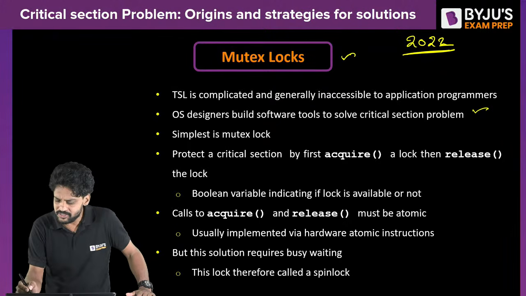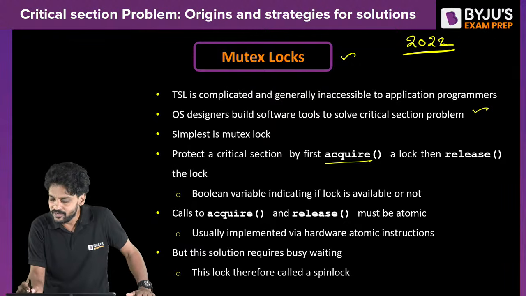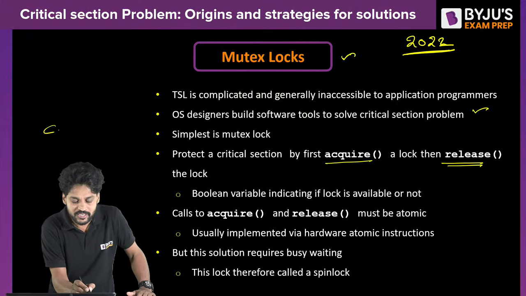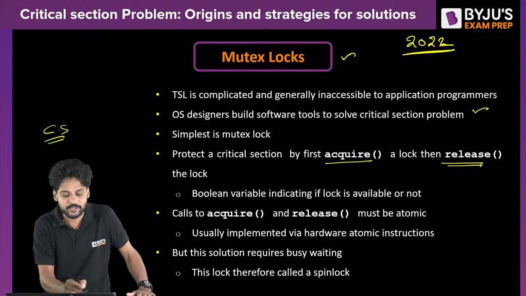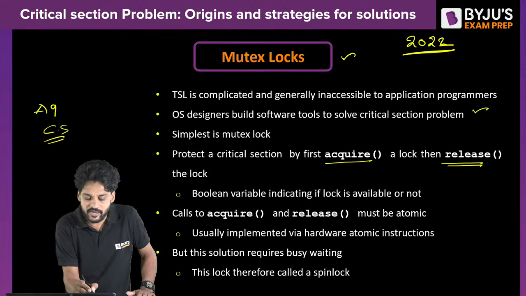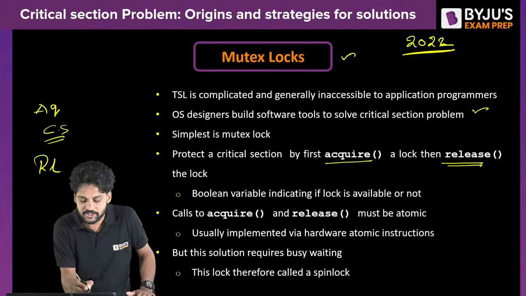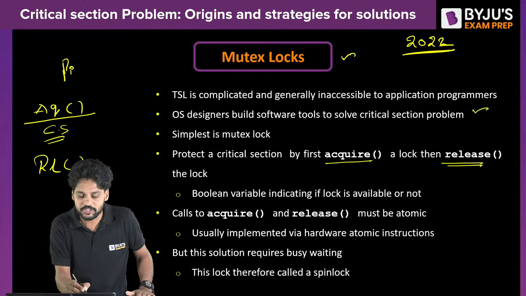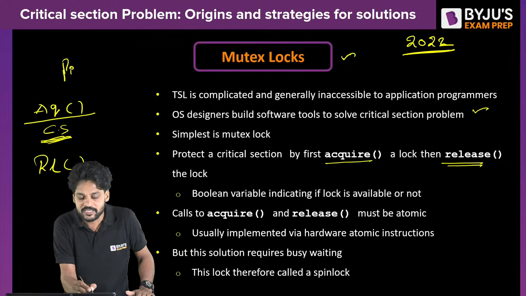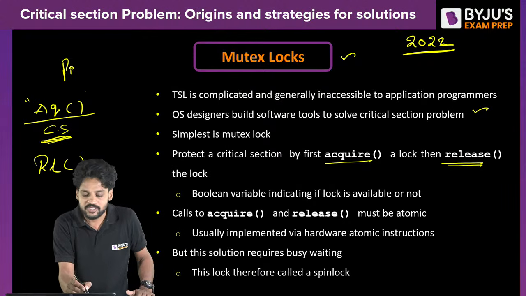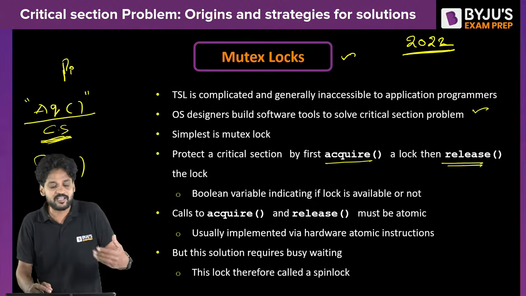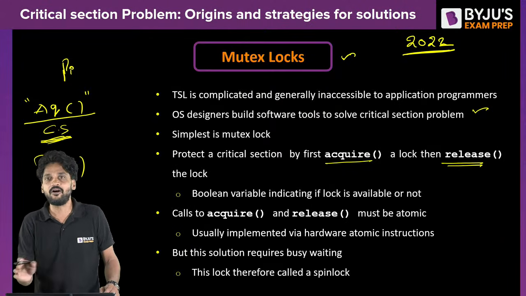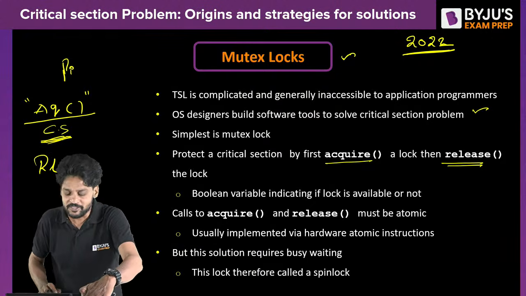Protect the critical section by using an acquire and a release lock. If you want to protect a critical section, you should execute two functions. One is acquire and one more is release. If a process Pi successfully executes the acquire function, it will be able to enter into the critical section. Every other process obviously will not be successful in executing the acquire function since the lock is not available. How is it exactly going to happen?